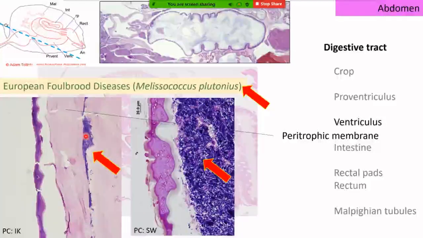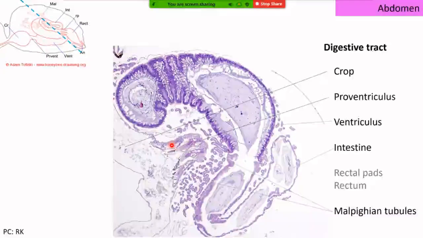Whereas on the image on the right, the bacterial overgrowth is so great that they have practically consumed all of the peritrophic membrane that separates the bacteria from the ventricular lining. And the larva at this point dies really from malnutrition, which is just kind of cool to know. Now the ventriculus goes on into the intestine.